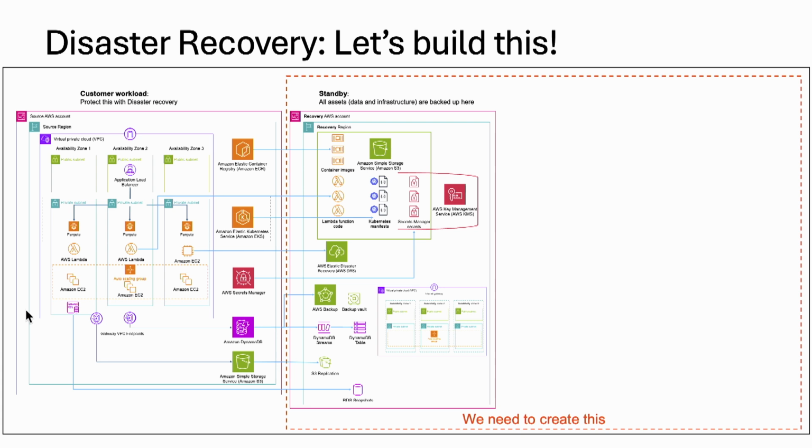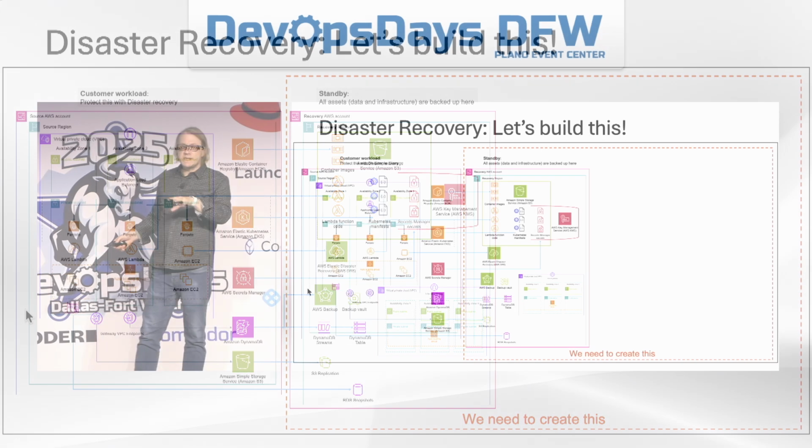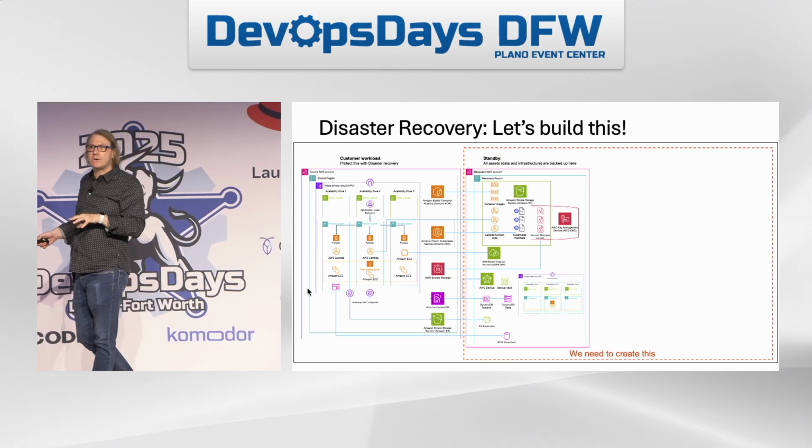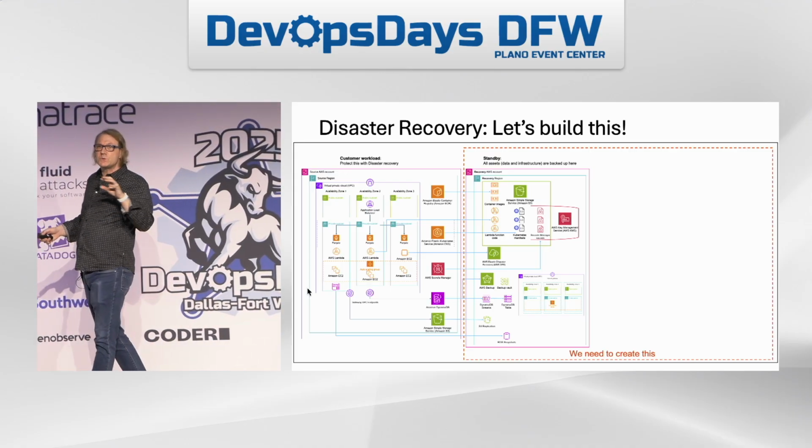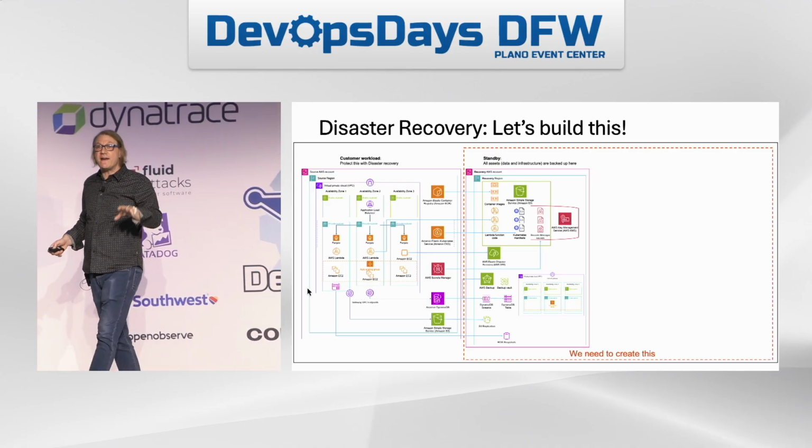Now what you're seeing in the middle is what we need to do. This is all the backups of not just the data, but backing up the infrastructure. We're using Secrets Manager, so we need to back up those secrets. We're using Kubernetes, so we need to back up those Kubernetes manifests. We need to back up everything in there.